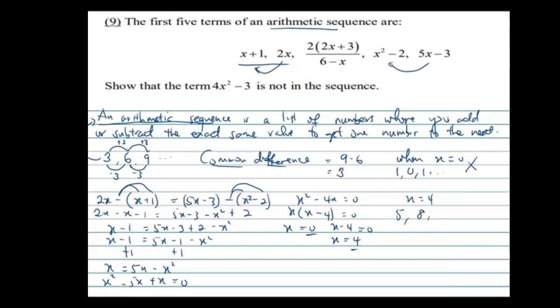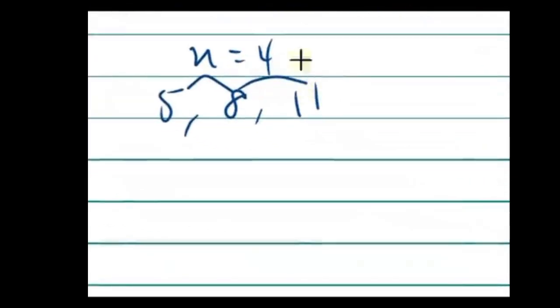Let's see whether it follows the pattern. 2 times 4 will give us 8. 8 plus 3 will give us 11. Then 6 minus 4 will give us 2. So this will give us 11 because 2 divides 2, so we are left with just 11. So you realize that when I add 3 to 8, I'll get 11. So you can clearly see that this is indeed an arithmetic sequence, by adding a certain fixed value to get the next number. So we have concluded that x is equal to 4. So this is a valid solution.